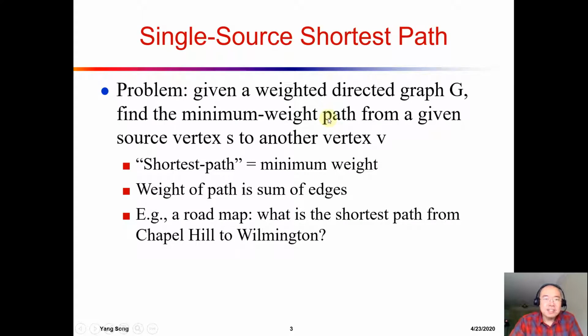So today we are going to move on to solve another type of problem, which is a single source shortest path. The problem is, if we have a weighted directed graph, we want to find the minimum weight path from a given vertex S to another vertex V. That is called a shortest path.